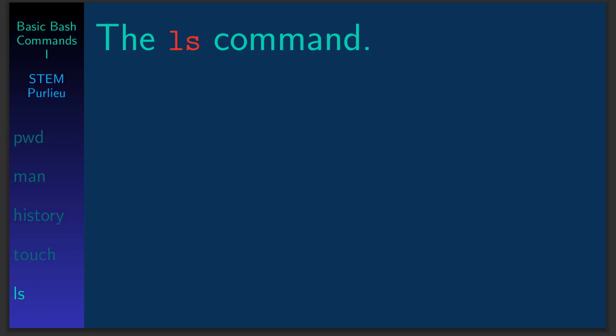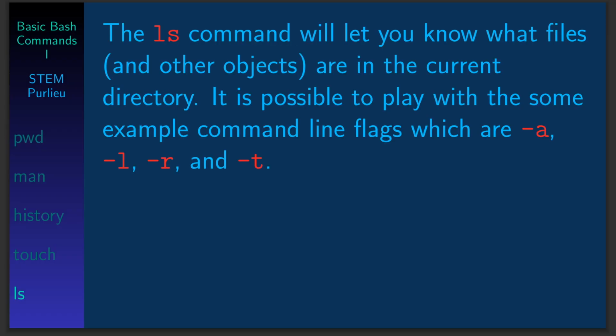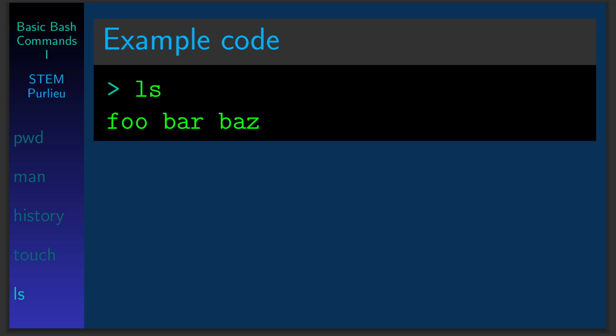Now let's cover the ls command. The ls command will let you know what files and other objects are in the current directory. There are a few flags which are very common with the ls command, and we'll discuss what these flags mean. Here's some example code. So we type in ls, and then the foo, bar, and boz files that we touched in the last few slides will now occur as files that are empty.